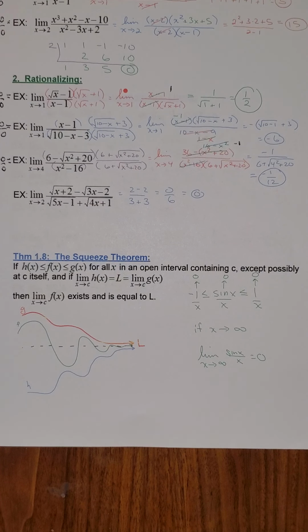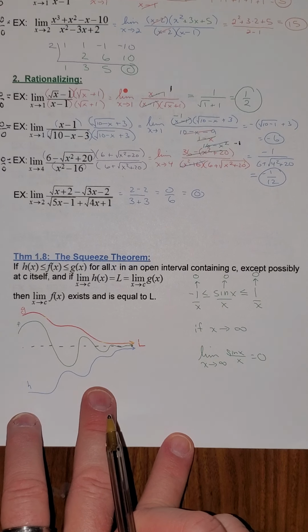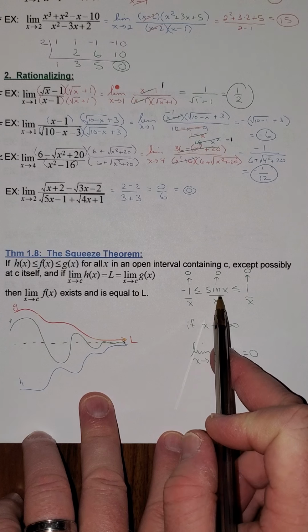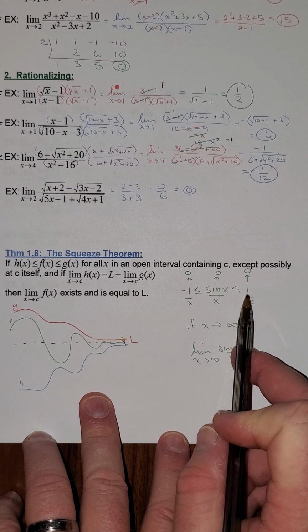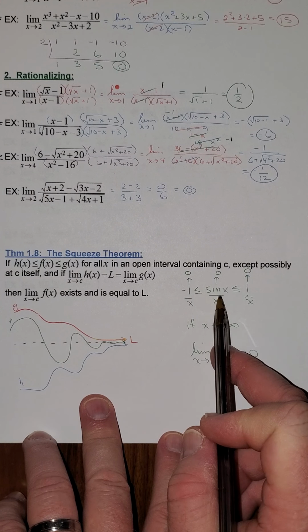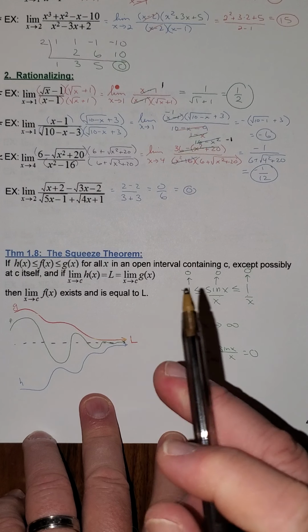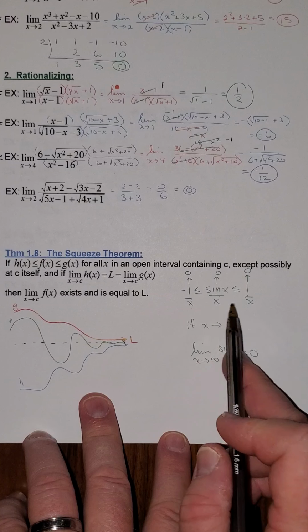Now, perfect example of this. We talked about this with sine of x. The largest sine of x can get on a unit circle is 1. The smallest sine of x can get on a unit circle is negative 1. Now, watch this. I'm going to divide everything by x.